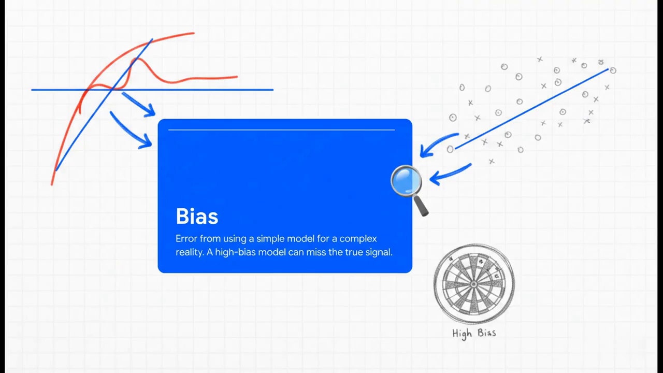All right, first up, let's talk about bias. Bias is basically the error you get because your model is too simple. Imagine trying to describe a big, complex, curvy relationship using just a straight line. Well, your model is going to be fundamentally biased. It's making assumptions that are just plain wrong, and because of that, it's going to miss the real pattern.